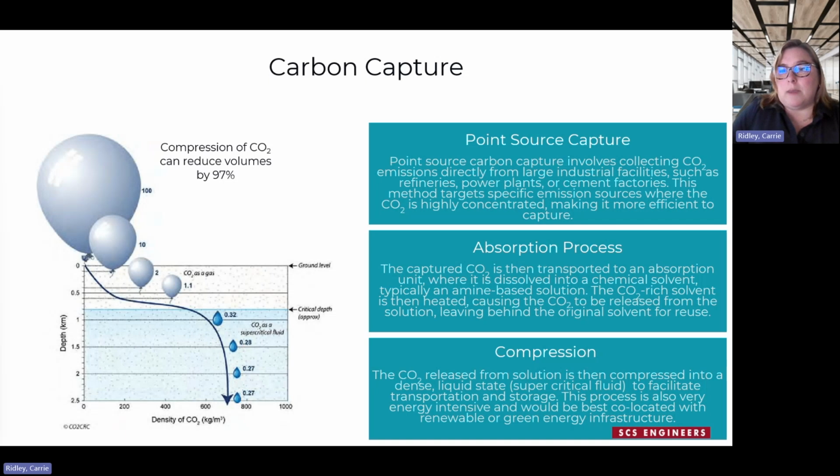Compression is key because not only does this process reduce the volume of CO2 by 97%, which allows for efficient storage as a supercritical fluid, but it is also important for consideration in the carbon credit offsets, which goes into the accounting for the amount of energy used and what type, to keep the project honest.